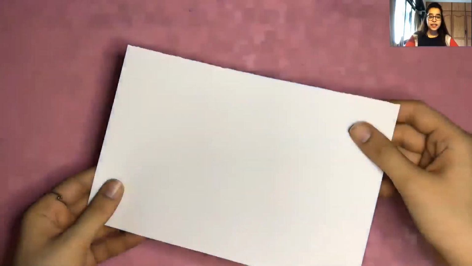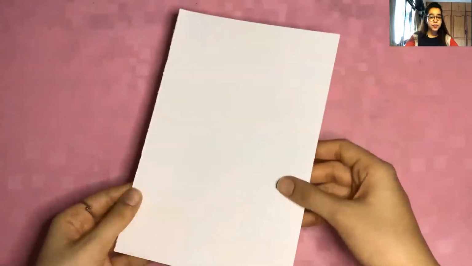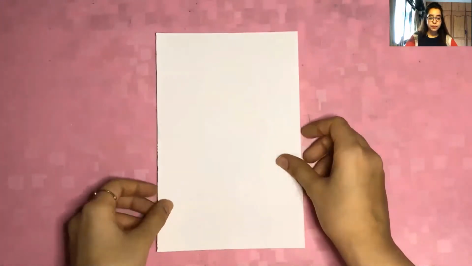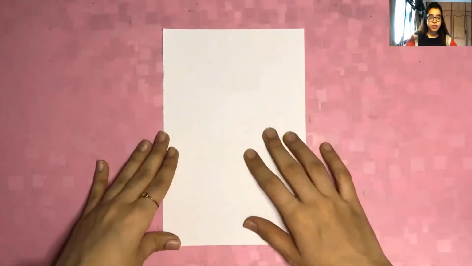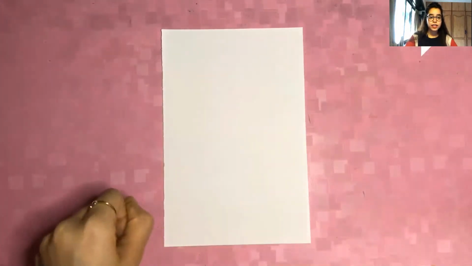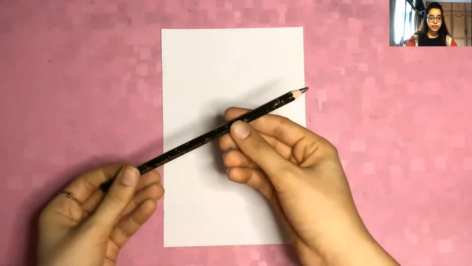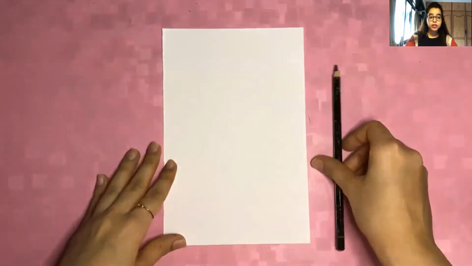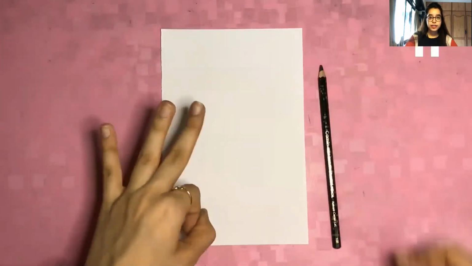Okay, first let's discuss the materials that we need. We need an A5 size white drawing paper. So this is a simple A5 size white sheet. Second, we need a pencil. So this is an important material that we need in today's class. Just make sure you all have a pencil.